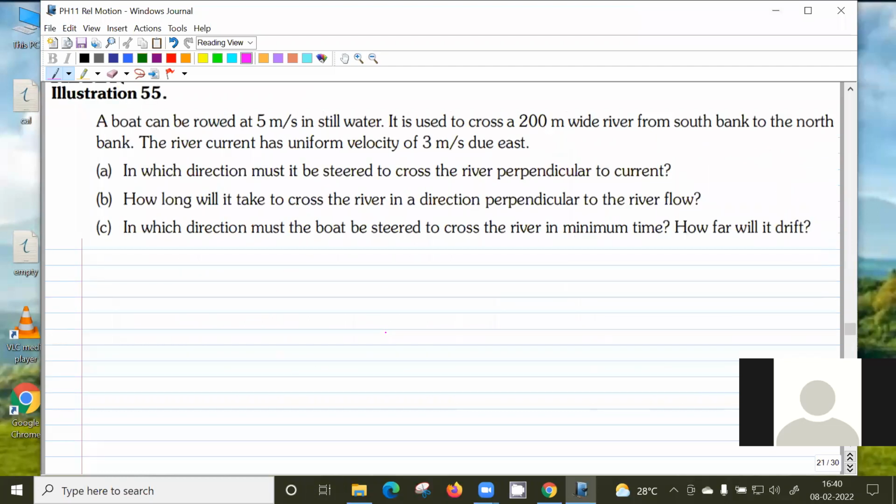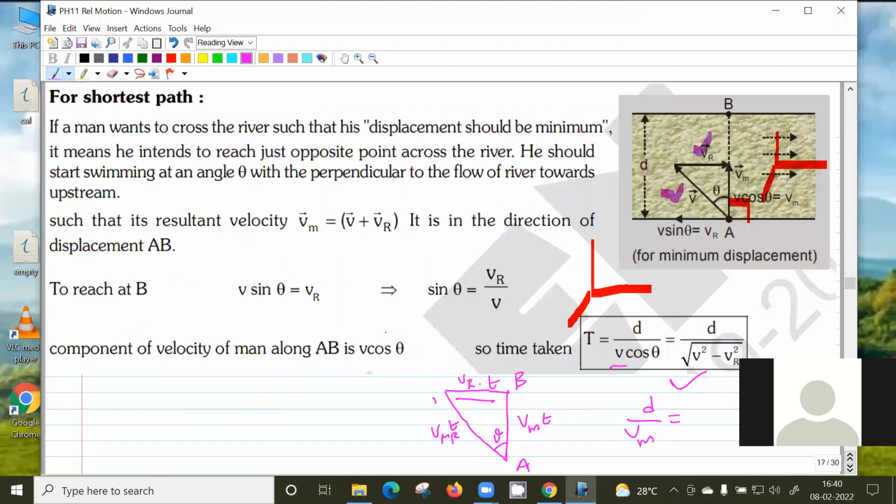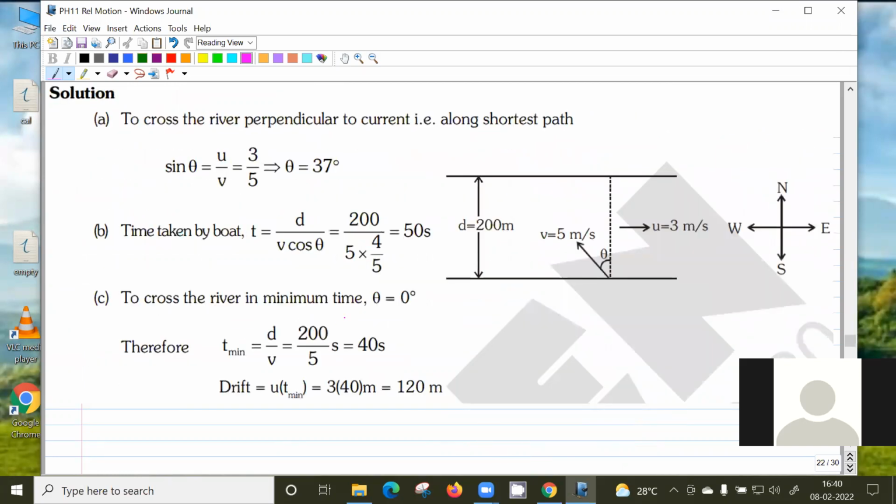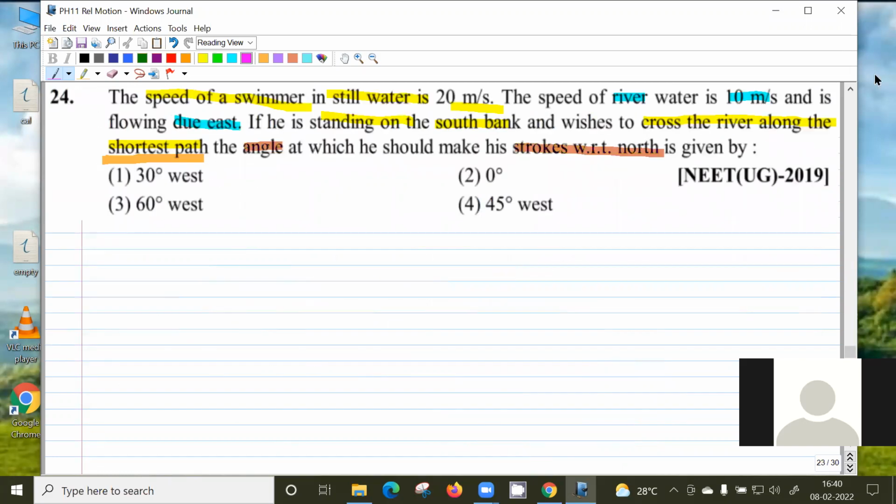So this relative motion thing is clear now. Yes, sir. But there will be more difficult problems, so you try more problems. The problem which you are not getting, you just send me the snap. So this is NEET 2019, and it wasn't difficult.